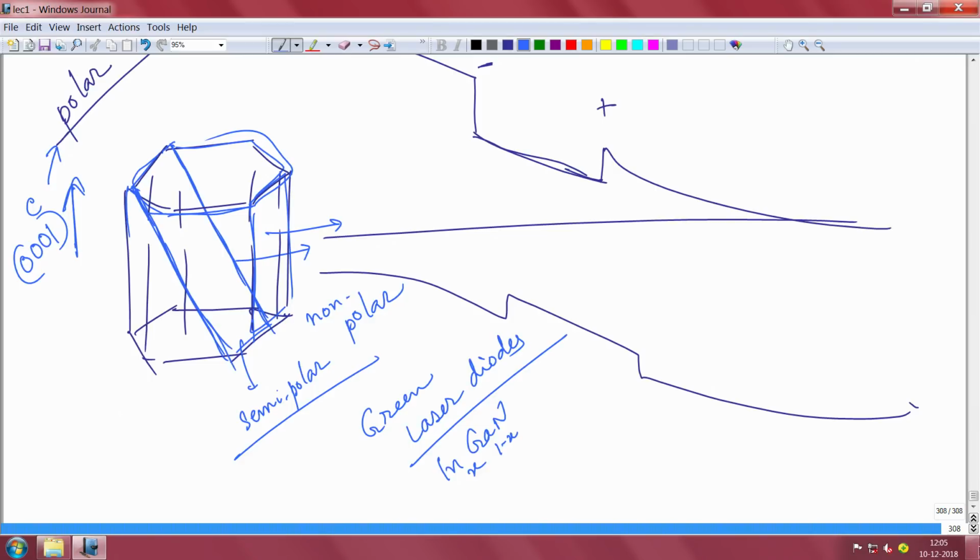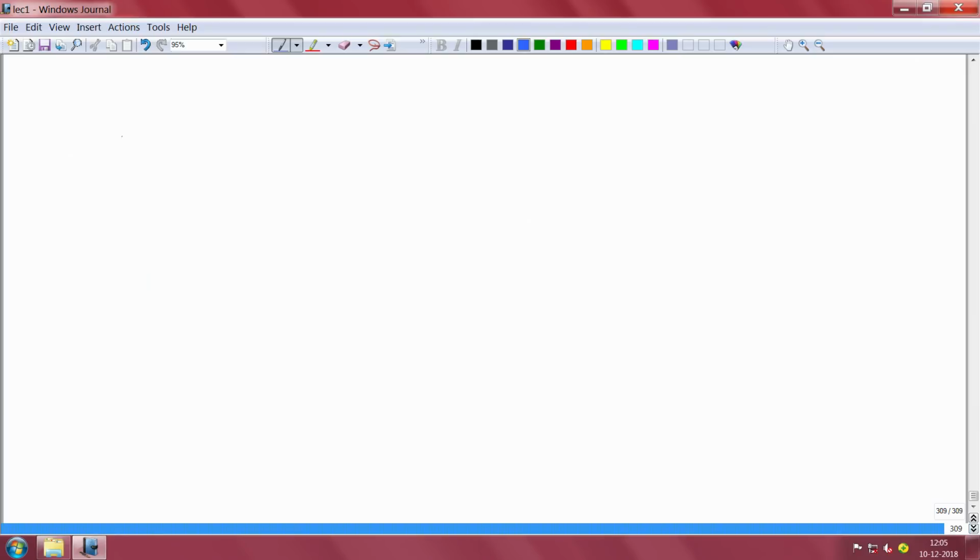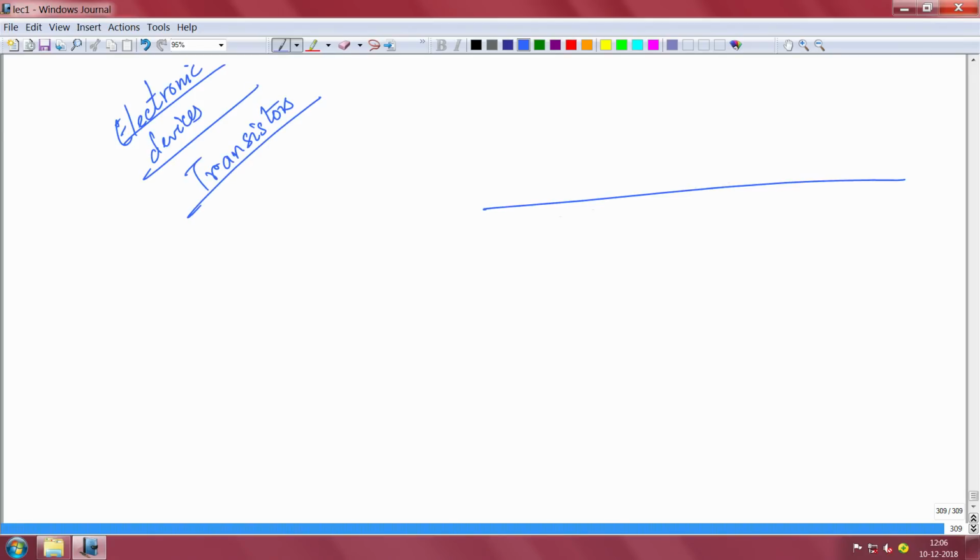And then there are also electronic devices based on this. There are also electronic devices, which are essentially transistors. If you remember your gallium arsenide technology, it looks like this, no?